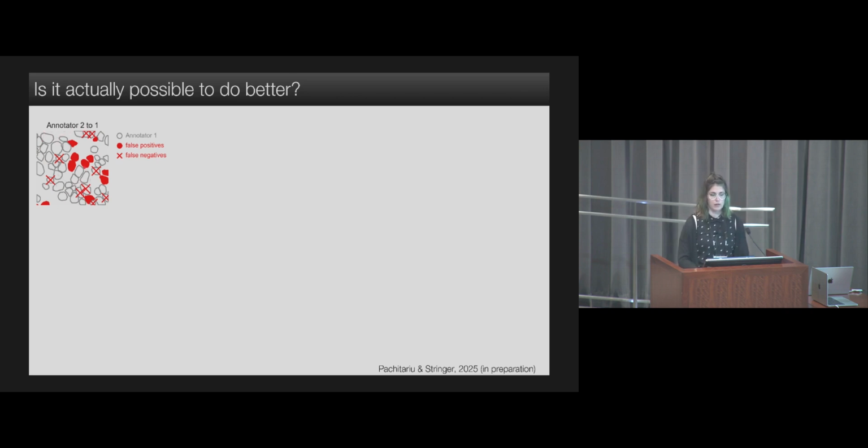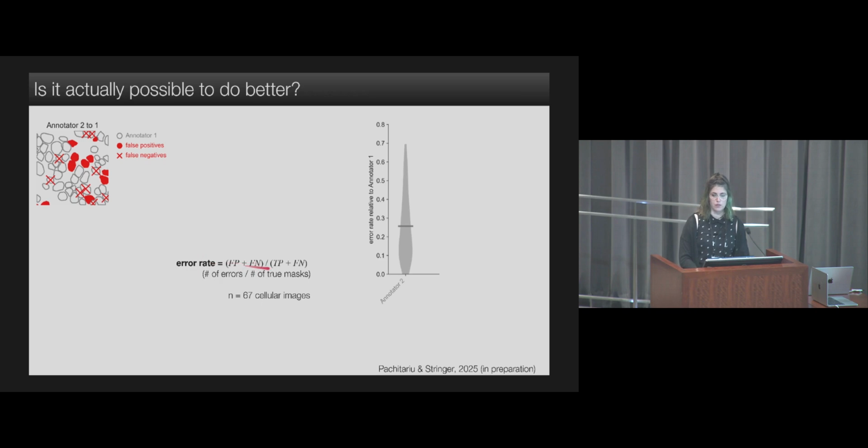And so there will be some false positives. So these red dots are cells that annotator 2 drew that didn't exist in annotator 1's annotations, or there'll be these X's, which are false negatives, which are cells that annotator 1 annotated, but annotator 2 didn't annotate. And so we can compute the error rate between annotator 2 and 1. So the number of errors, the false positives plus false negatives over the true positives plus false negatives.